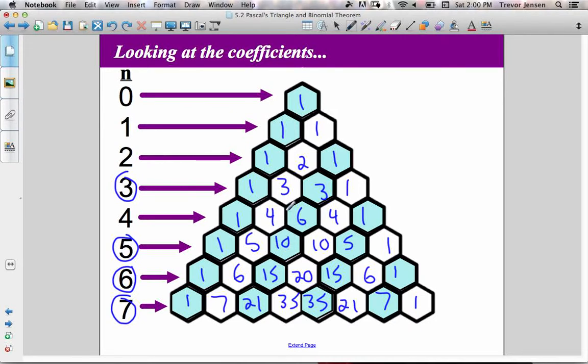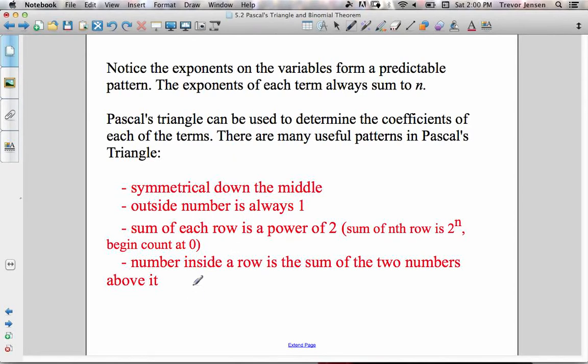Where did this 10 come from? 4 plus 6. Okay, that's just a nice pattern in Pascal's triangle, and there's lots of other patterns as well. But this is just a quick review of what you would have done in grade 11.